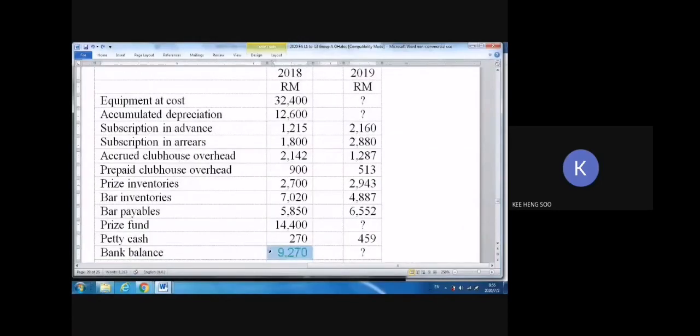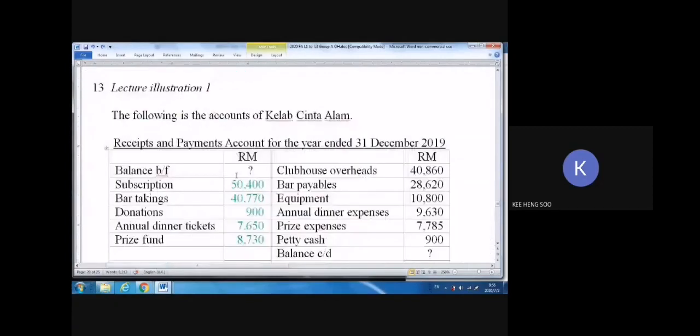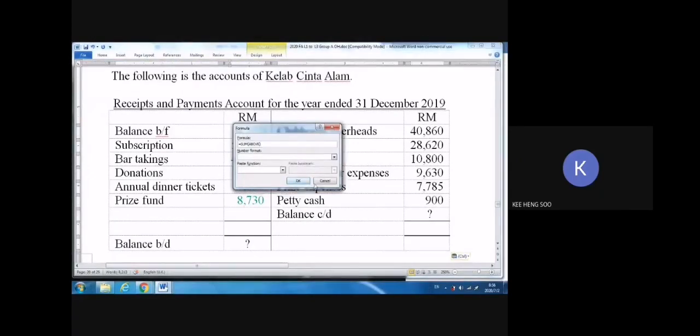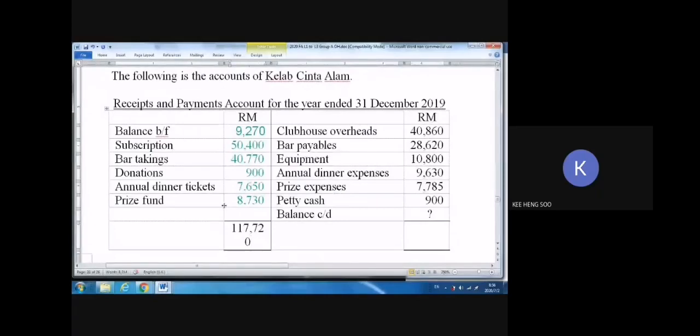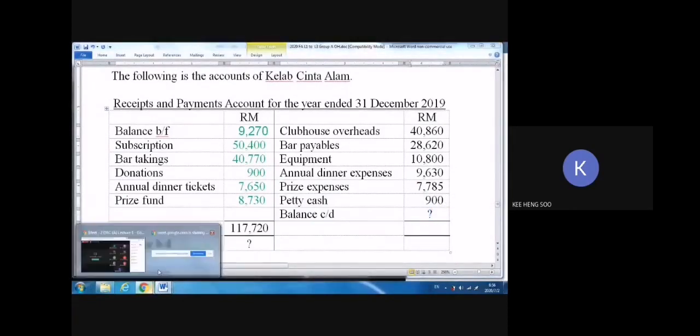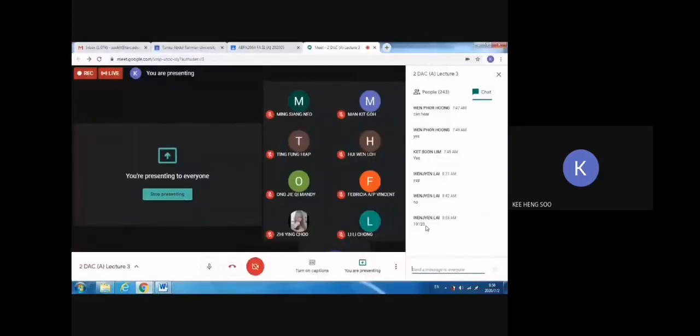This 9270, I copy and paste here. Okay. Can you tell me what's the total amount here? This one you don't need to tell me, I can use a formula. And then someone tell me what's the closing balance here. Wow, very fast. 19125.